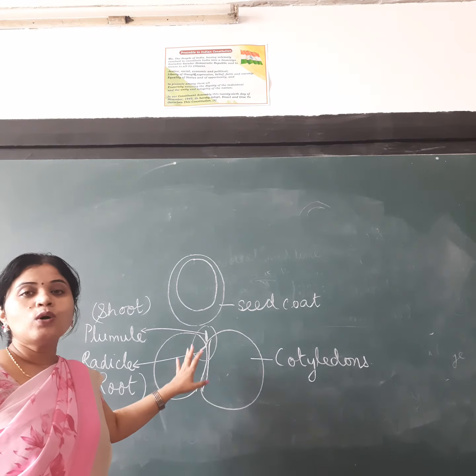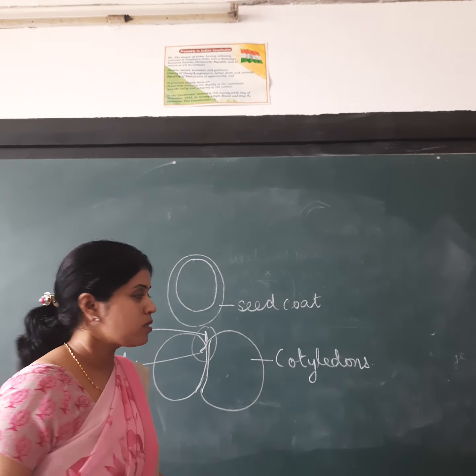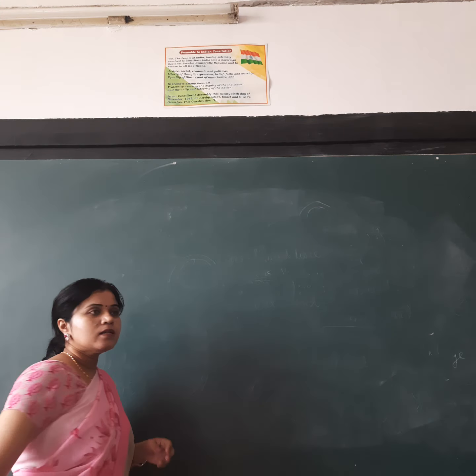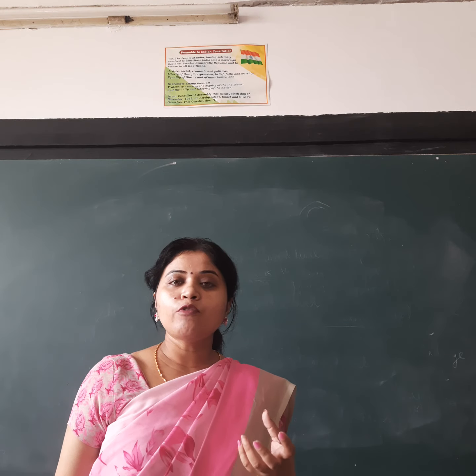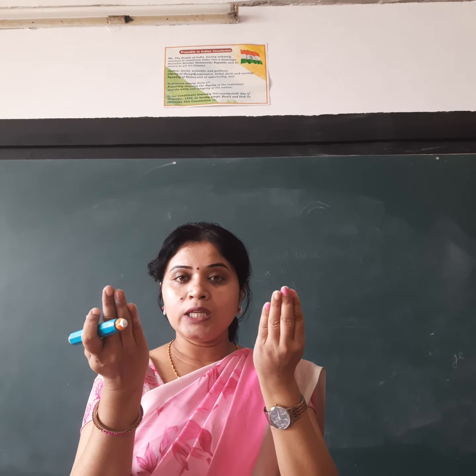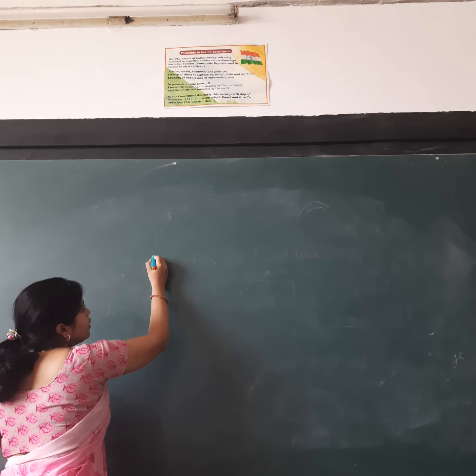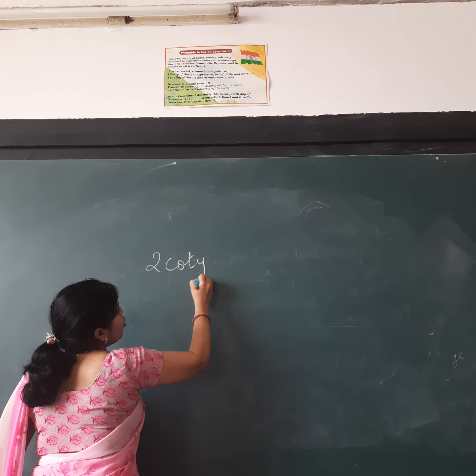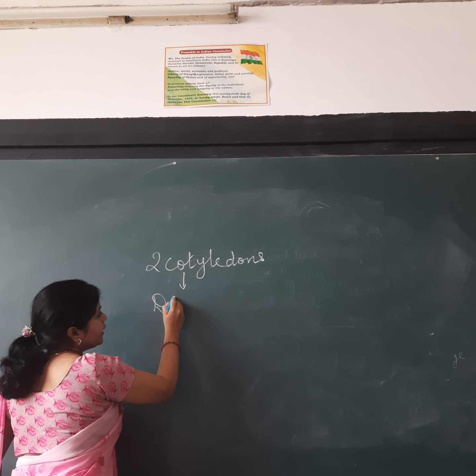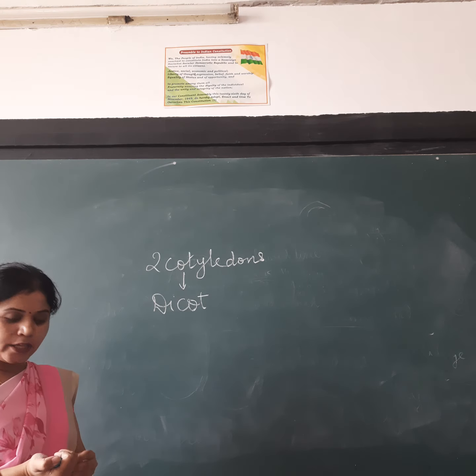Now seeds also can be divided into two types depending upon the number of cotyledons. For example, if I take a seed of gram, beans or groundnut, I can open it into two equal halves. So I am getting two cotyledons. The seeds which have two cotyledons are called dicot seeds.